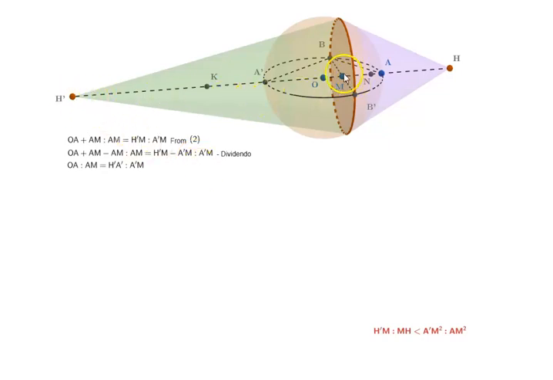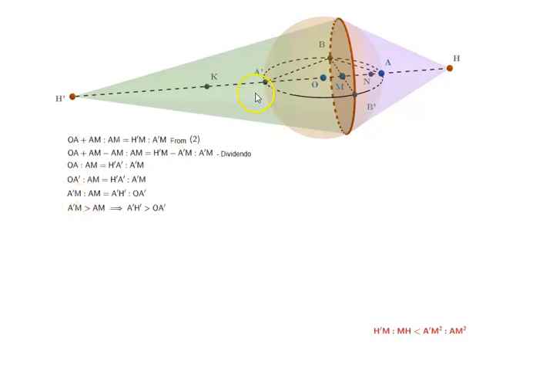H prime M minus A prime M gives us A prime H prime. So it is equal to H prime A prime is to A prime M. We know that OA is equal to OA prime because O is the center. So that means OA is equal to OA prime. A prime M is to AM is equal to A prime H prime is to OA prime.